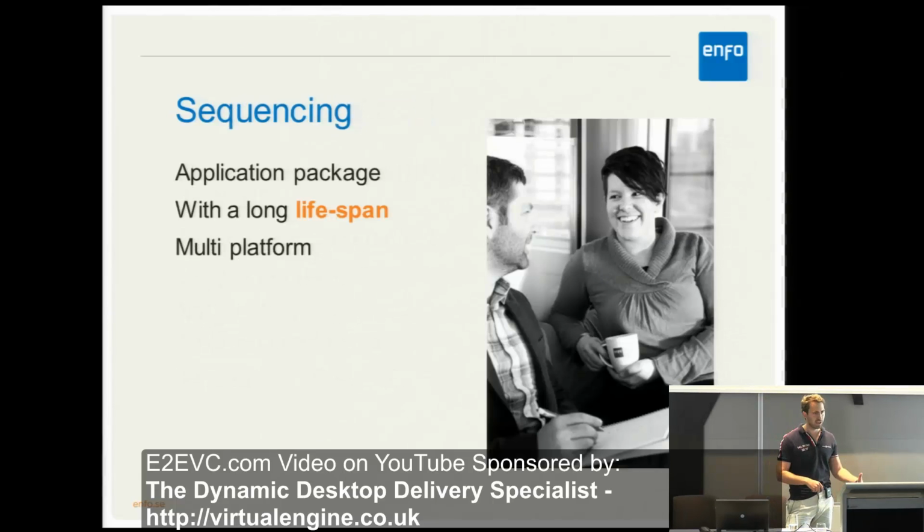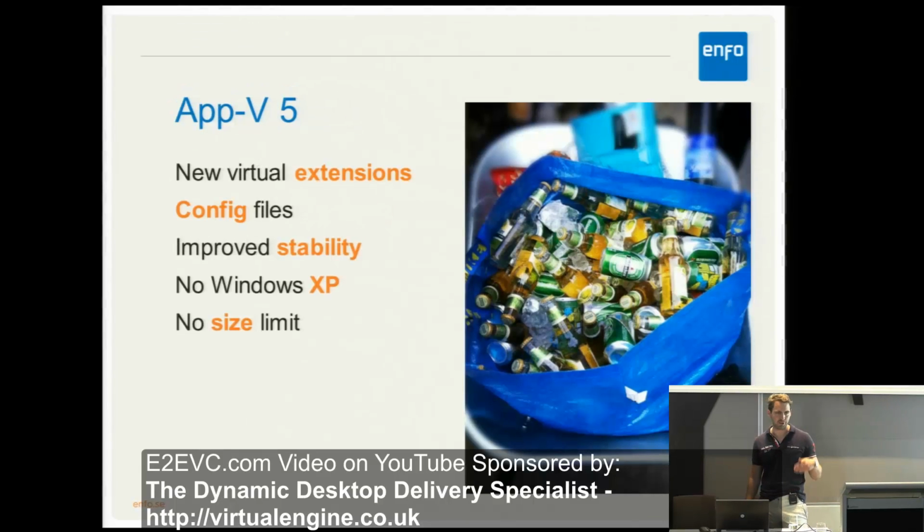Sequencing, of course, an application package we have, we want a long lifespan, we want multi-platform support. That's why we traditionally looked at App-V, right? We want to move from whatever platform to whatever new platform we've got this year in our hands. App-V 5 introduced virtual extensions. We have config files to improve the lifespan of that package because we don't have to crack it open to do quite a lot of stuff. We have improved stability. Unfortunately, no Windows XP. That's a dead platform, right?